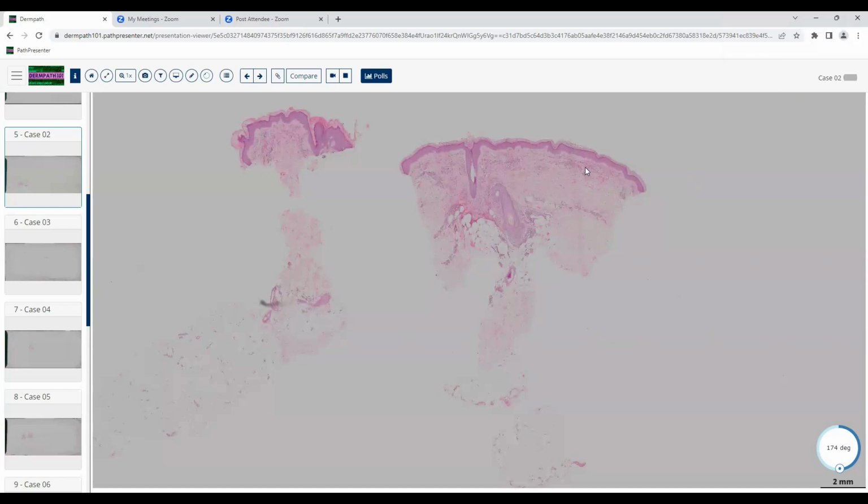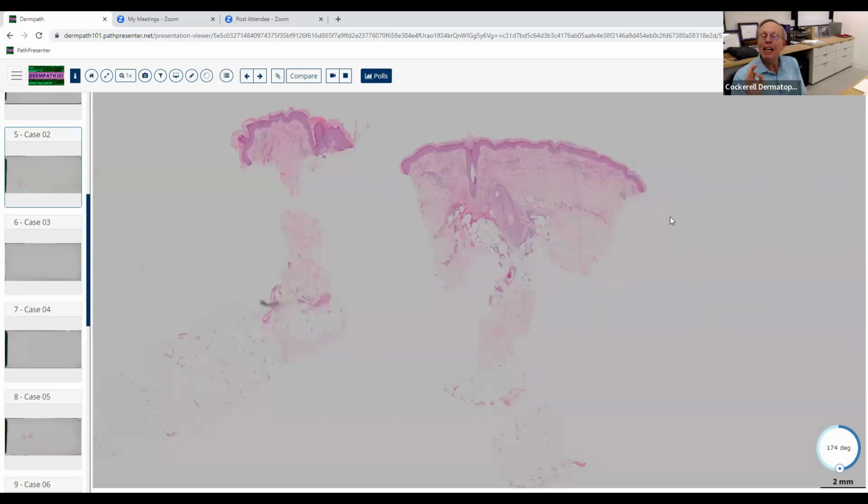Like hemorrhagic. Yes, good. Red cells make things red or pink. So yeah, you're going to see some extravasated erythrocytes here. You may see some eosinophils here. What are we not going to see a lot of here? I'm not sure.